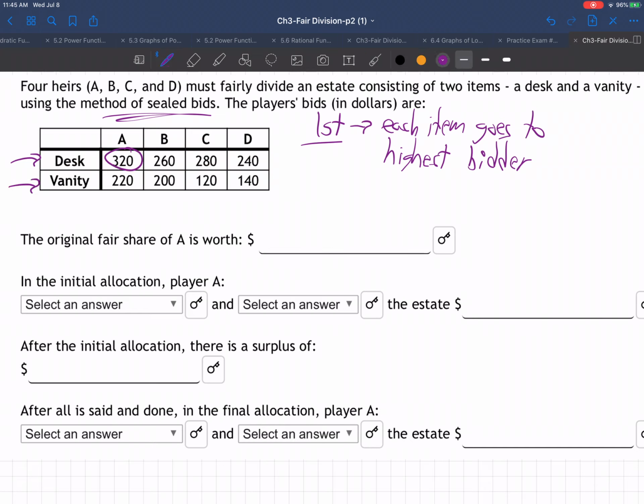Now who bid the highest for the vanity? So there's what they bid for the vanity. Which one of those numbers is highest for the vanity? A again. Notice A bid the highest for both of them. So A is going to actually get both items. Now you might think, well, that seems unfair. Well, A is going to have to pay back a whole bunch of cash, and B, C, and D are going to get pure cash. Everybody will get a fair share when it's done.